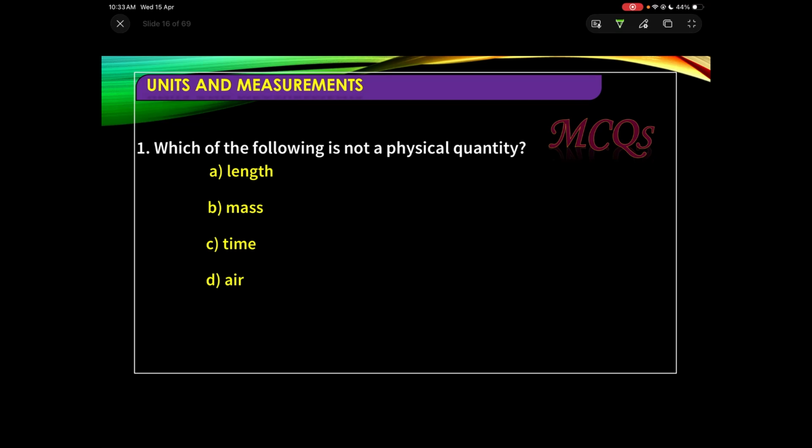Look at this. Which of the following is not a physical quantity? You know, length is a physical quantity which can be measured with a ruler. Mass is a physical quantity measured with a balance. Time can be measured with a stopwatch. Air is not a physical quantity. Air is a material. Let's go for question number 2.